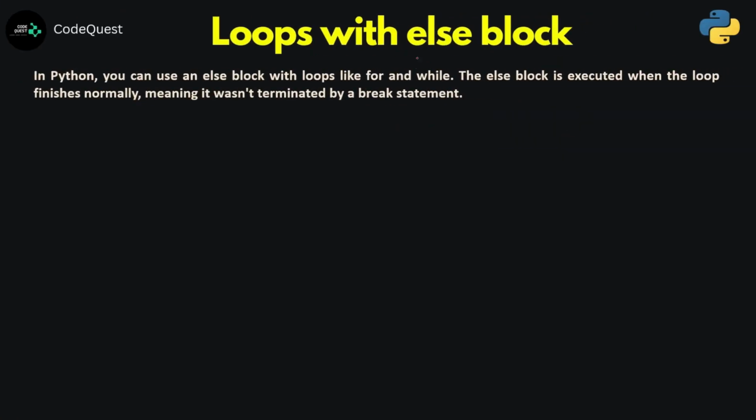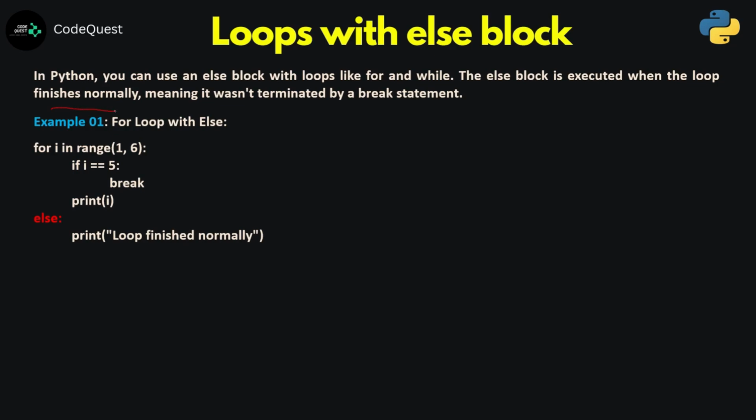As seen earlier, the else block is normally attached with the if or if-elif. But the else block can also be used along with your loops. Whenever you use an else block with a loop like for or while, the else block will execute when the loop finishes normally. When I say normally, it's because earlier we have seen break is a keyword which is going to terminate the loop in between.